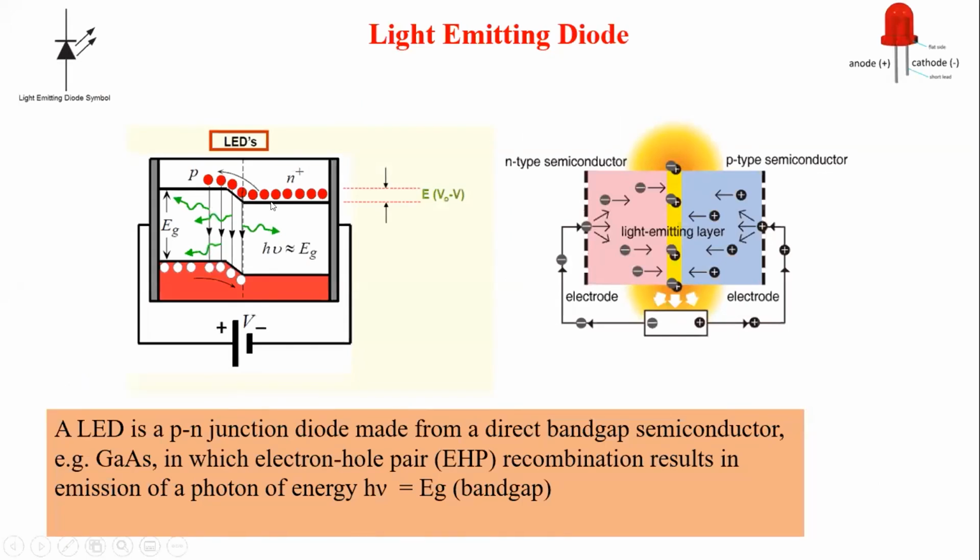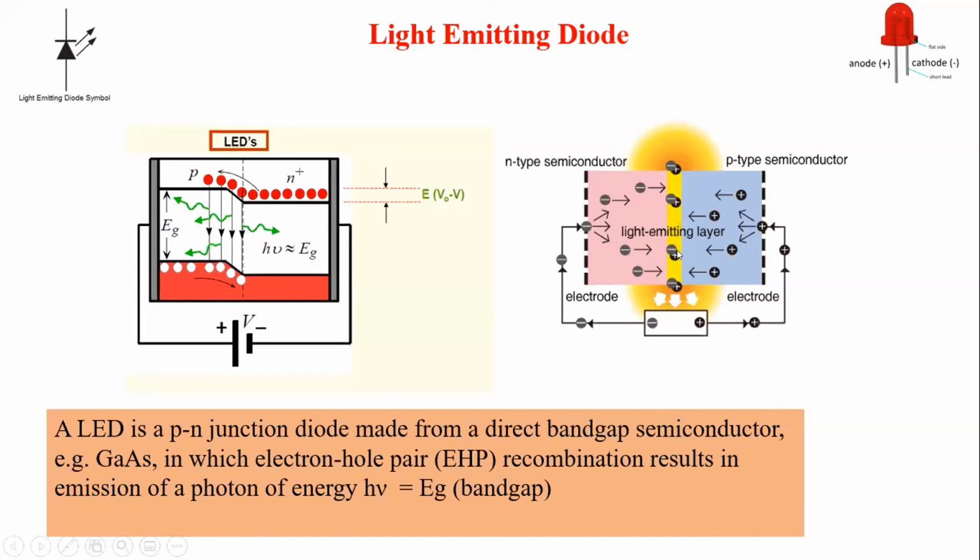Unlike in a photodiode or solar cell, here it is forward biased. Whenever energy is given, the electron will move from the n side, the band barrier reduces, and it will start to move towards the p side. During the process, in the depletion region or anywhere, it starts to recombine. During the recombination process, the excess energy will be emitted as light.